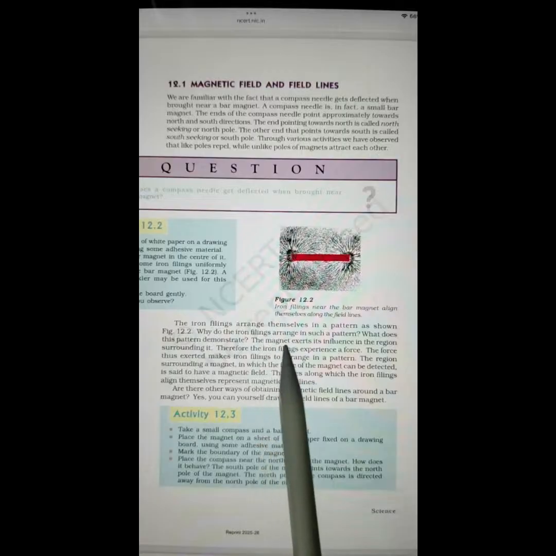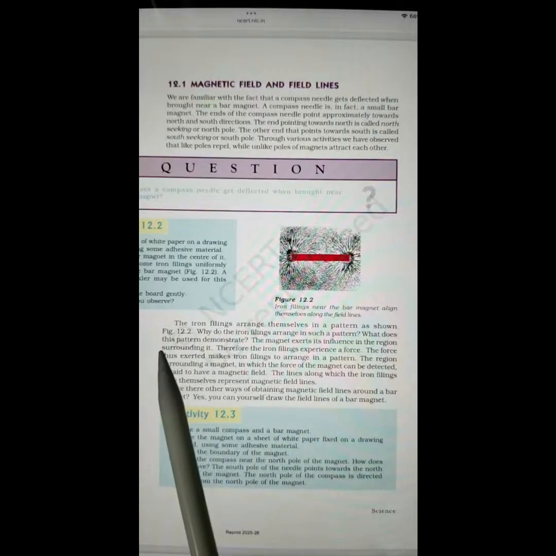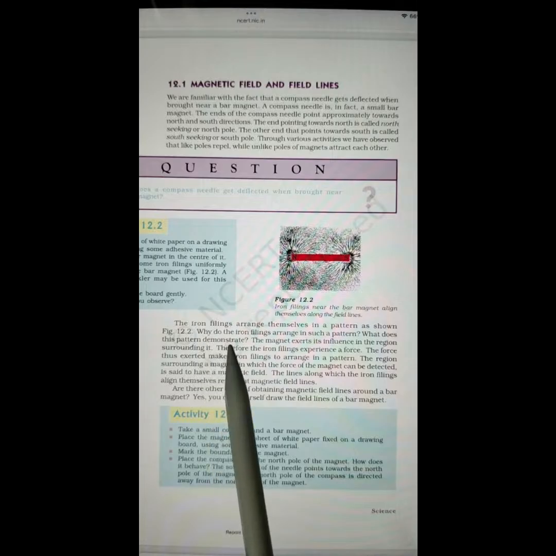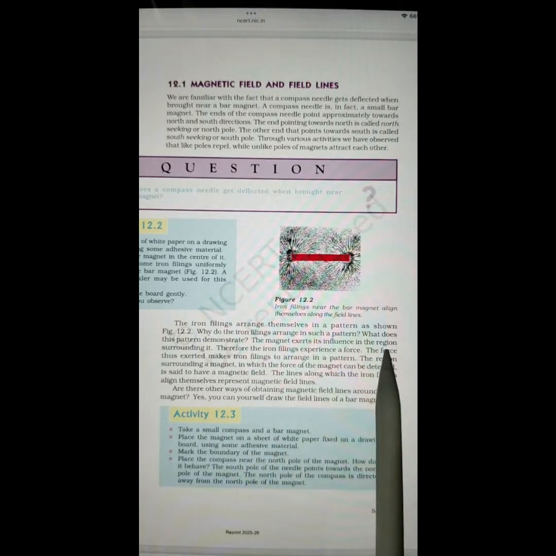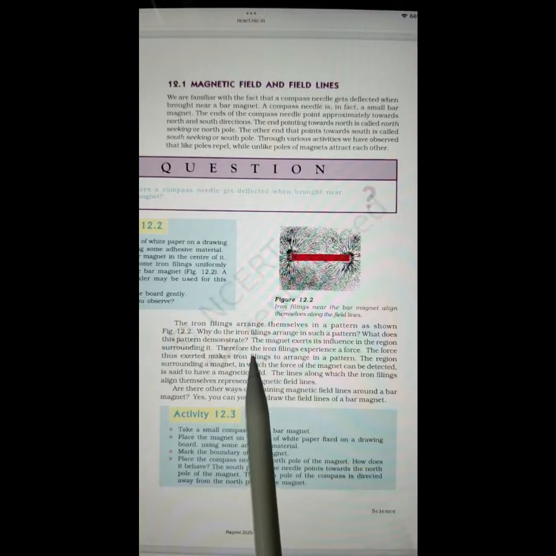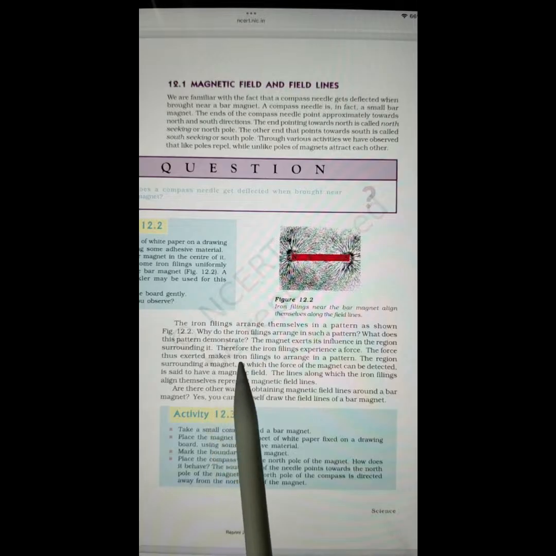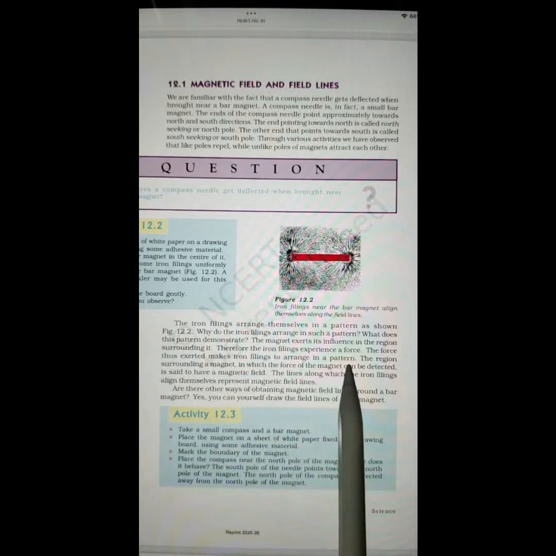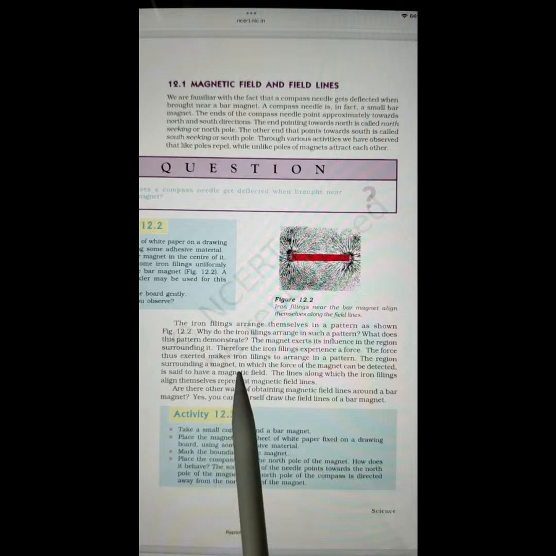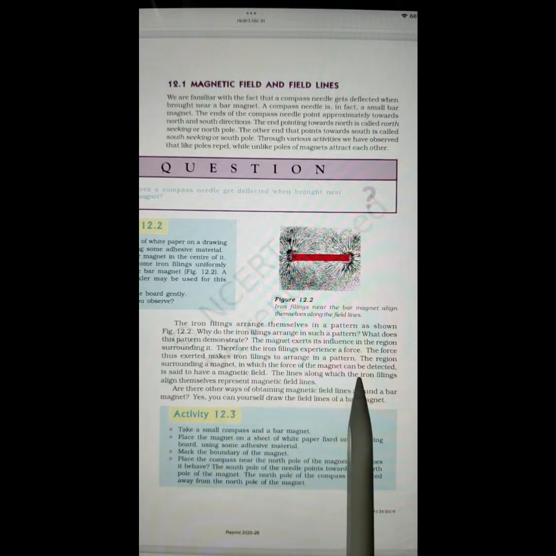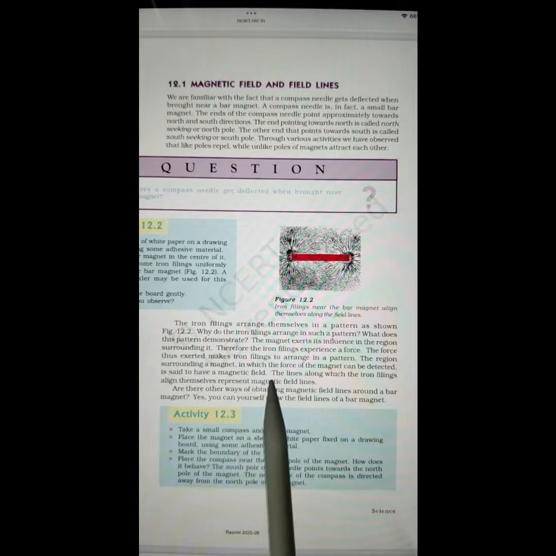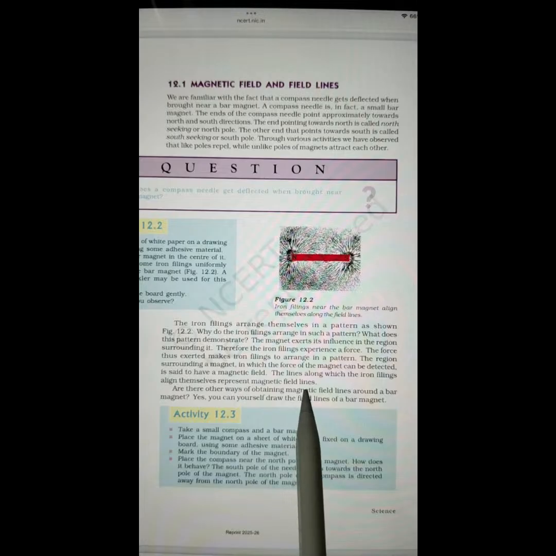The iron filings arrange themselves in a pattern as shown in figure 12.2, this one. Why do the iron filings arrange in such a pattern? What does this pattern demonstrate? The magnet exerts its influence in the region surrounding it. Therefore, the iron filings experience a force. The force thus exerted makes iron filings arrange in a pattern. The region surrounding a magnet in which the force of the magnet can be detected is said to have magnetic field. The lines along which the iron filings align themselves represent magnetic field lines.